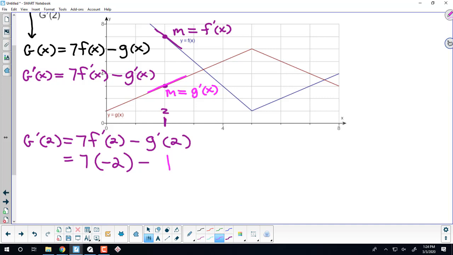Does that make sense? It's a little more abstract, but it's tying in a bunch of concepts, a couple of derivative rules, and it also has you remember, when I say the derivative at 2 is equal to 5, what does that actually mean? That's the slope of the curve when x is equal to 2. So we have -14 minus 1. That's what G prime of 2 is.